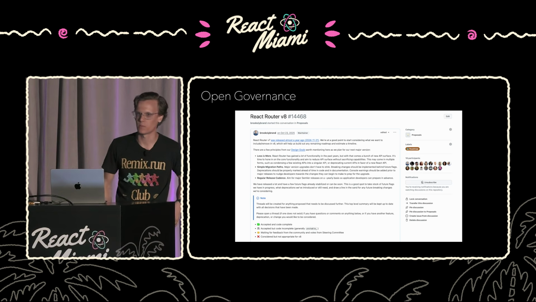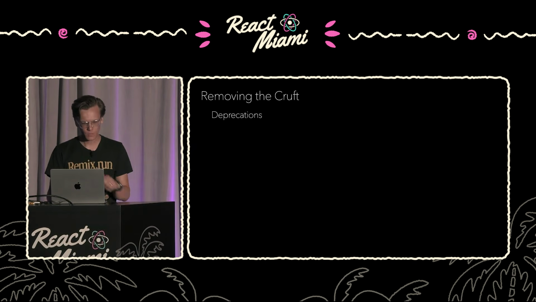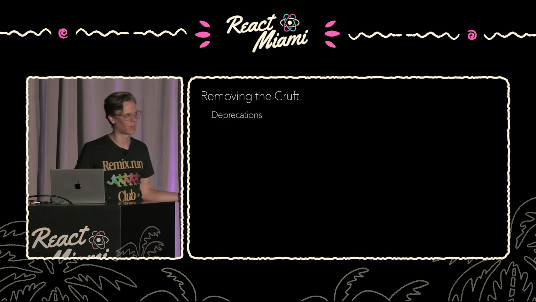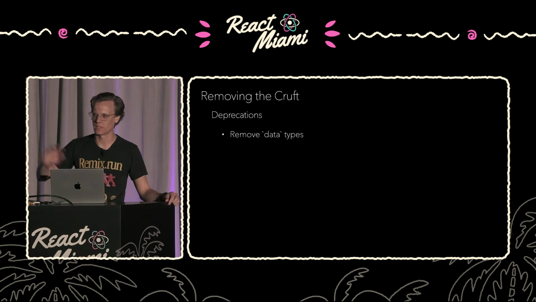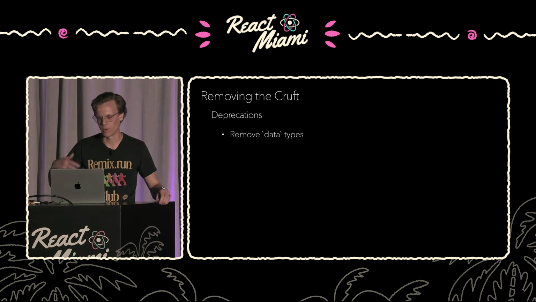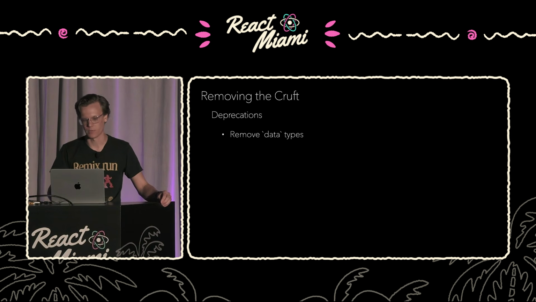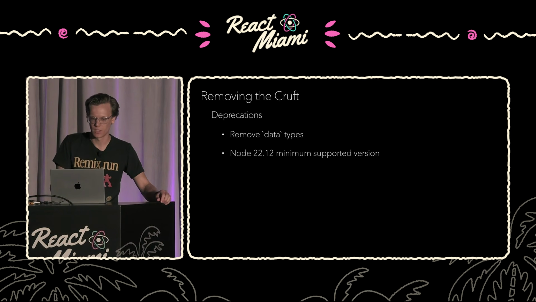I opened up the discussion for this, and we discussed what we wanted to implement and what we wanted to remove. So with removing the CRUF, what are we actually removing in React Router version 8? We're removing this old data type that we had, so this is very unimportant, but if you're upgrading, you'll probably have seen these deprecations. Very simple, but we tried to do this early on so that people had plenty of time to remove this thing. It's just the same change.